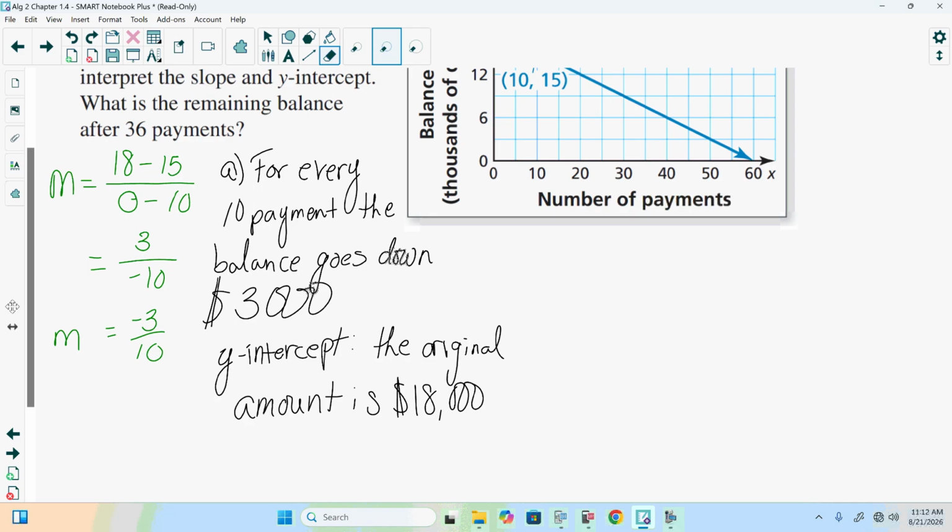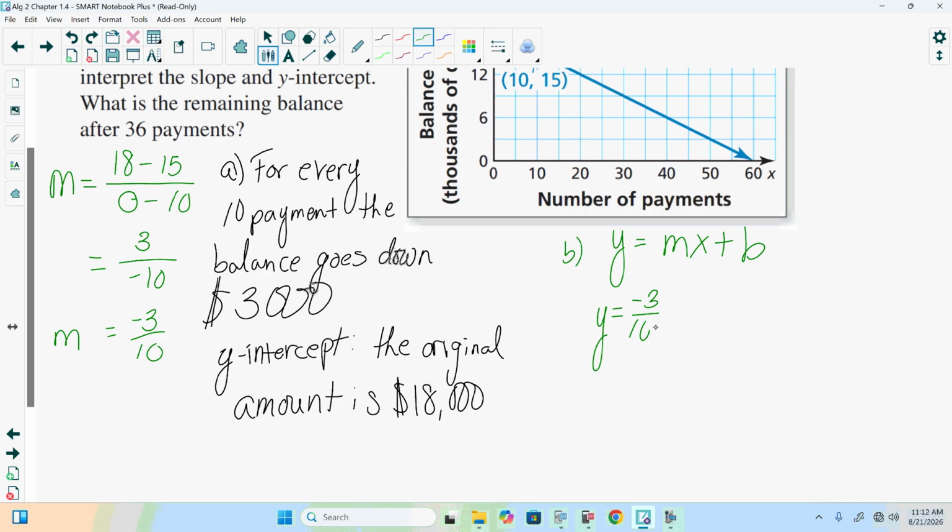Next, we need to find the equation, yes? Do we know what the y-intercept is? The y-intercept's value is 18, yes? So that means for us, we can do what? Y equals mx plus b. Because we know the slope is what? -3/10. What's our b value going to be?